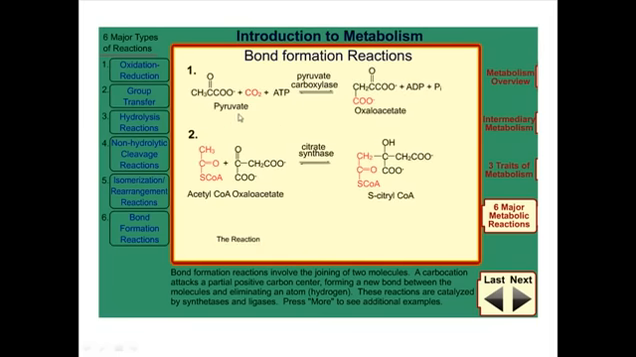So we have pyruvate. From pyruvate we can form oxaloacetate. Pyruvate is a 3-carbon molecule. We attach carbon dioxide, and we finally have oxaloacetate, which is a 4-carbon molecule. And we also have acetyl CoA and oxaloacetate, and we finally form citrate. Citrate synthase is the enzyme in this case.